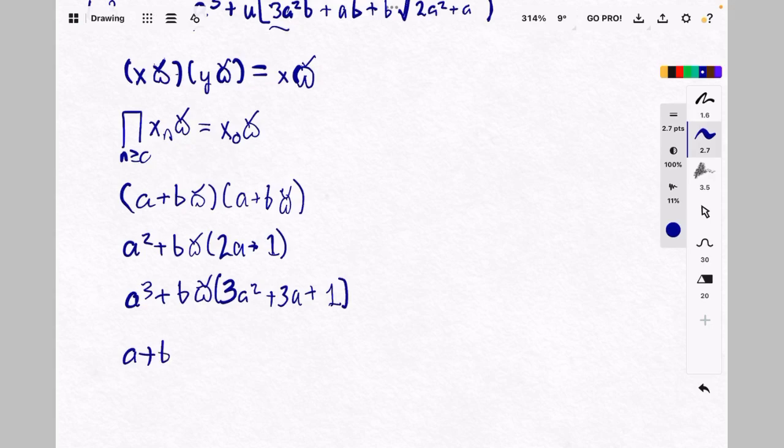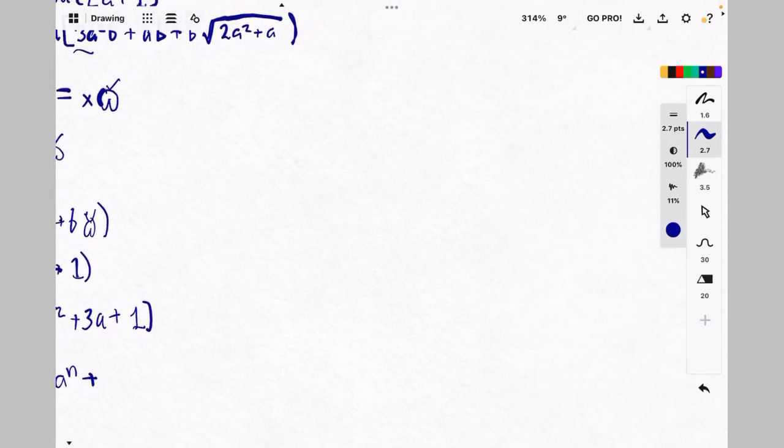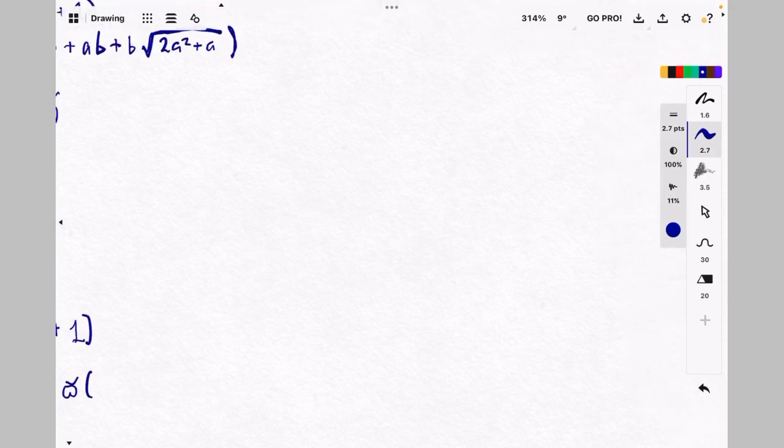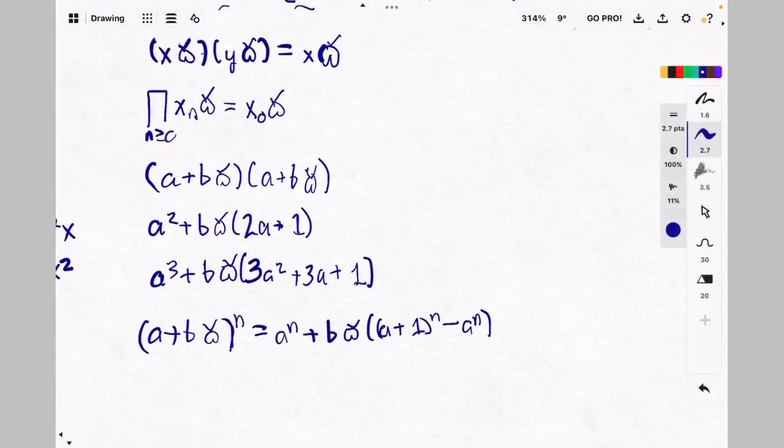(a plus b telugu d) to the n equals a to the n plus b telugu d times ((a plus 1) to the n minus a to the n). Now, of course, I'm going to show you the proof that this actually does work. I'm not just going to leave you hanging there.